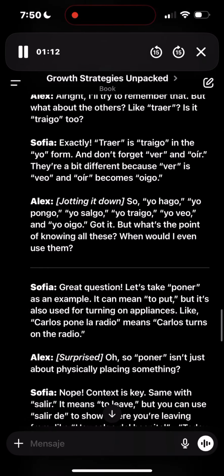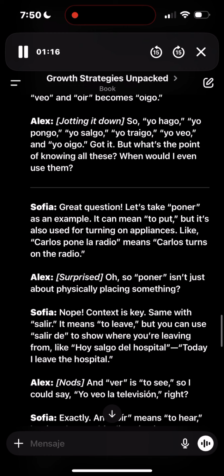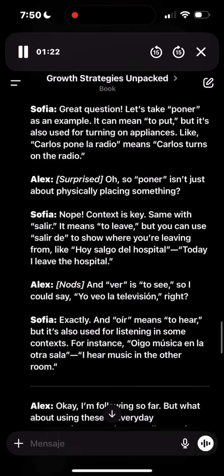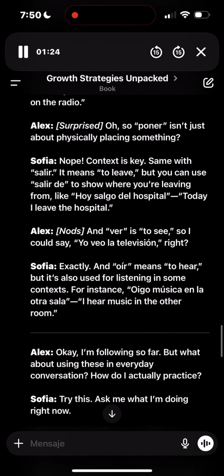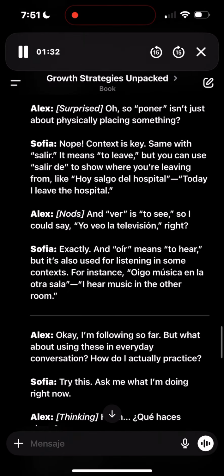Got it. But what's the point of knowing all these? When would I even use them? Great question. Let's take poner as an example. It can mean to put, but it's also used for turning on appliances. Like Carlos pone la radio means Carlos turns on the radio.